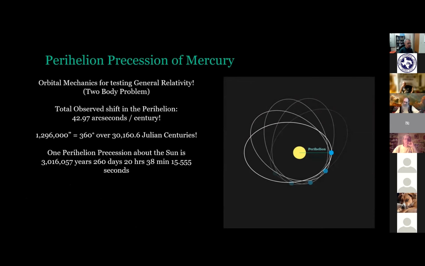Now we have the perihelion precession of Mercury. This is a case where we use general relativity. We notice that when we try to measure the change in the orbit of Mercury with respect to just Newton's laws, we end up being off by several degrees. So it's a difference between seeing Mercury in the telescope and missing it altogether.